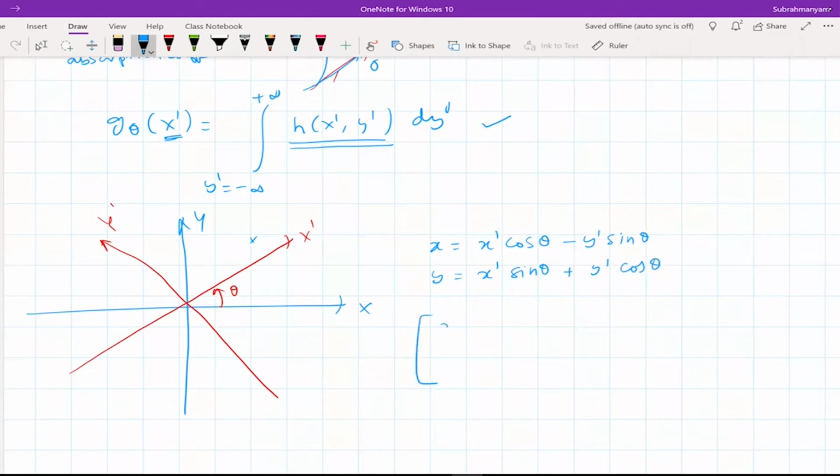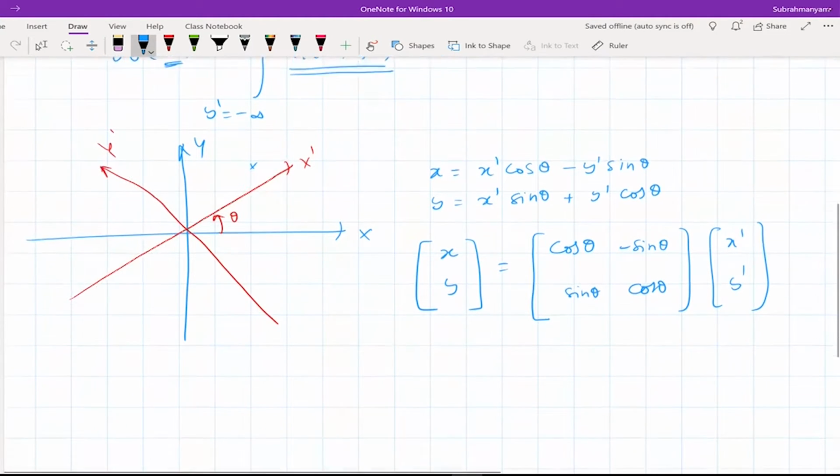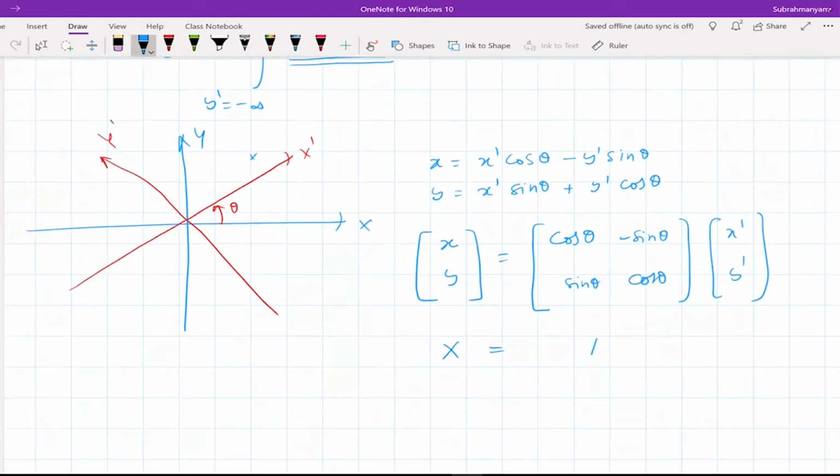For the sake of the future work that we will be doing, let me write it in matrix form also here. So this would be equal to the matrix cos theta, minus sin theta, sin theta, cos theta, times x dash, y dash. Let's call this capital X, and let me call this A with subscript theta, and this let me call x dash. Okay, this is what I had.